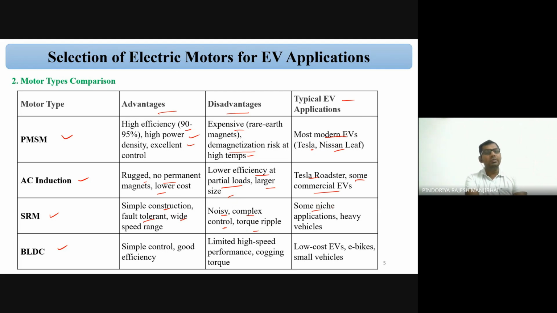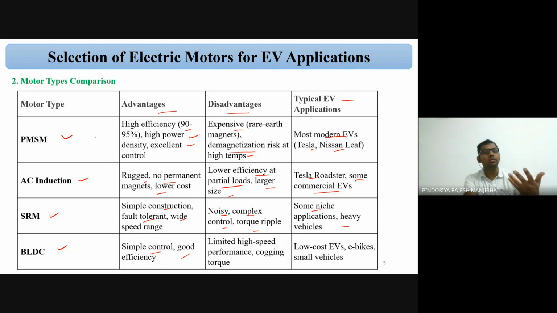Some industries use the SRM motor. There are niche applications, like heavy vehicles. BLDC motor is the same as the PMSM. Simple control, because at a time we operate only two phases. That's very simple control. Good efficiency.